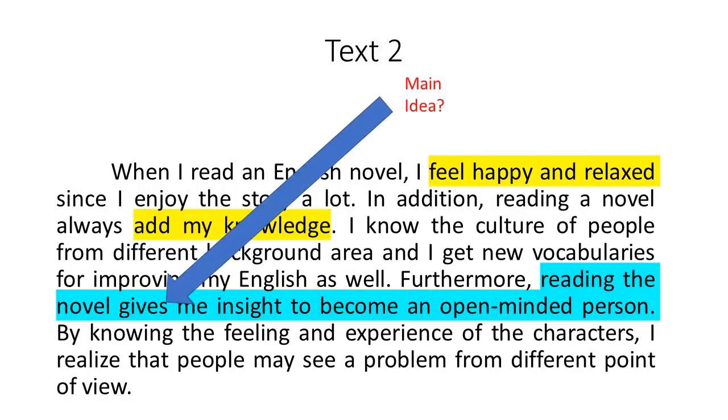Now, let's see the last point here. The blue highlight. Can it be the main idea? Reading a novel gives me insight to become an open-minded person. This sentence is followed by an explanation. Yeah, but only limited to one explanation. But we can see there are no more explanations related to how reading the novel can give insight to the author or to the writer.